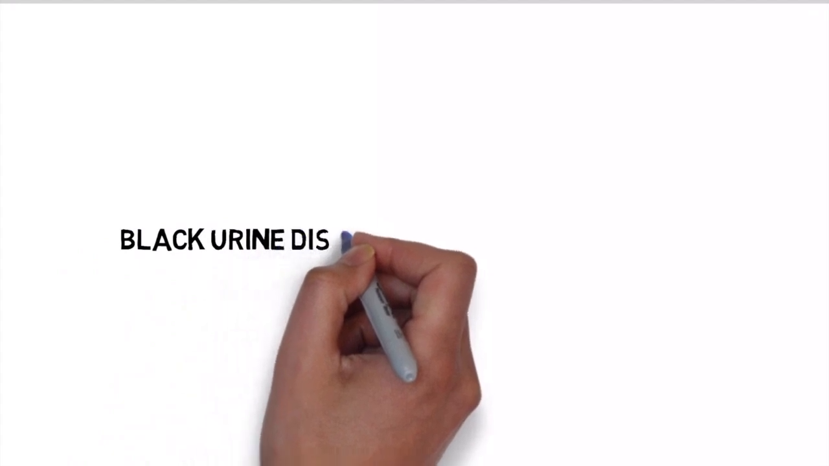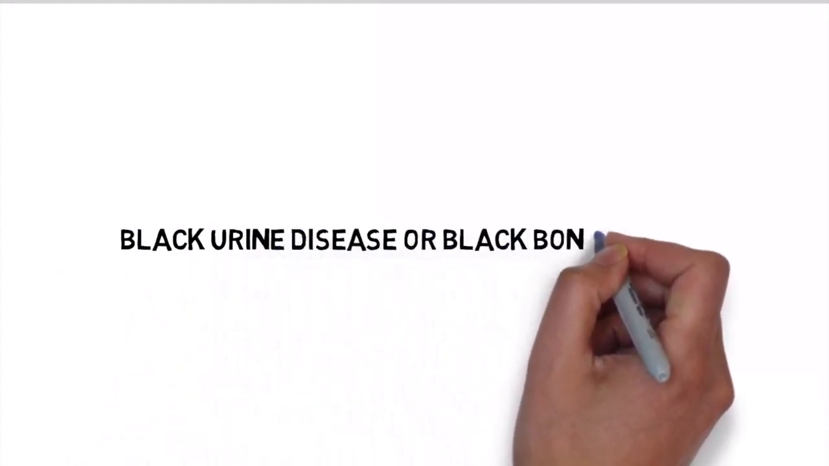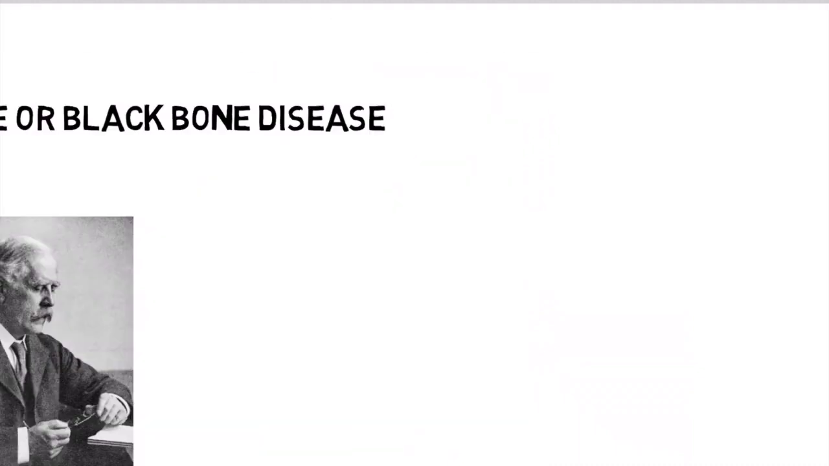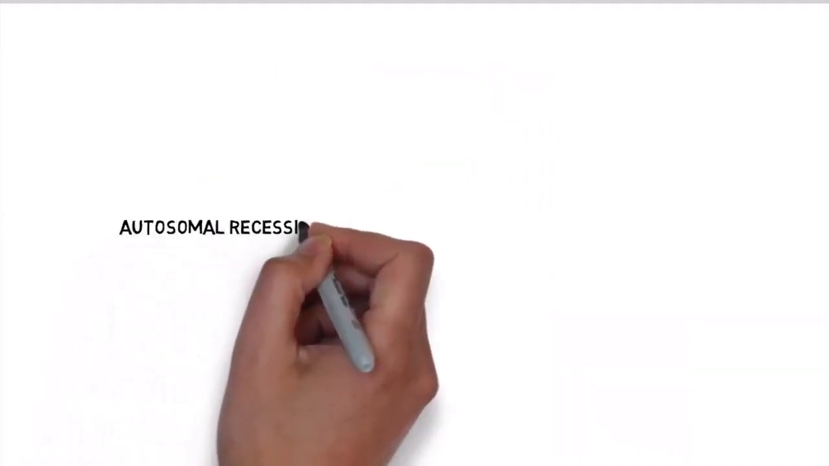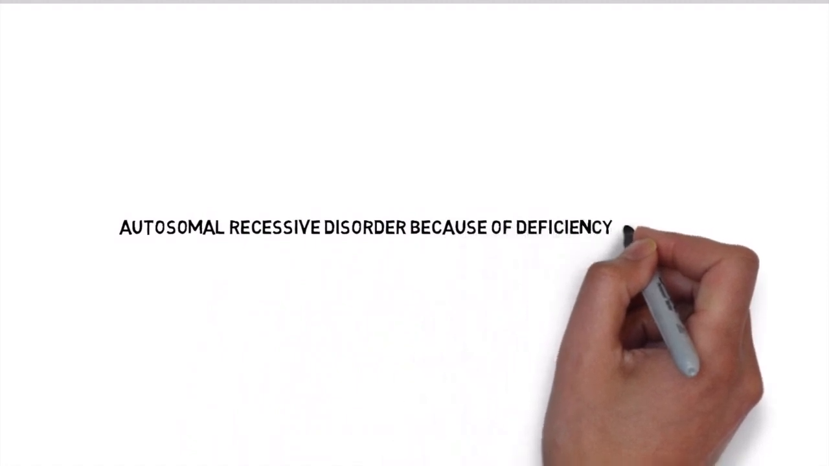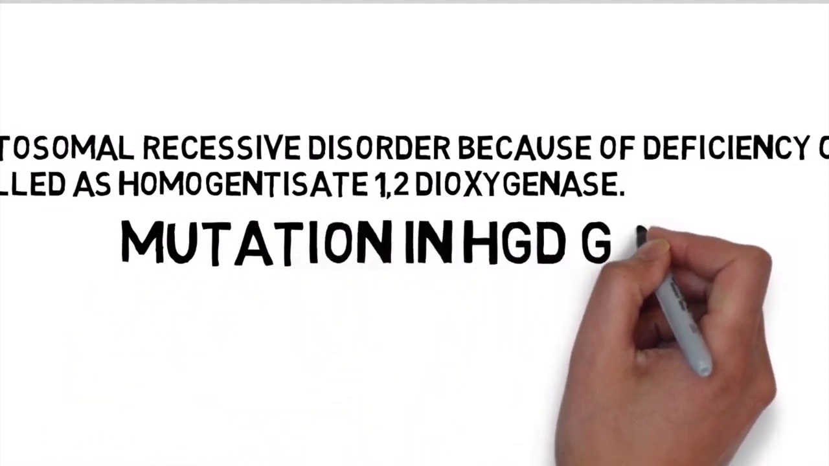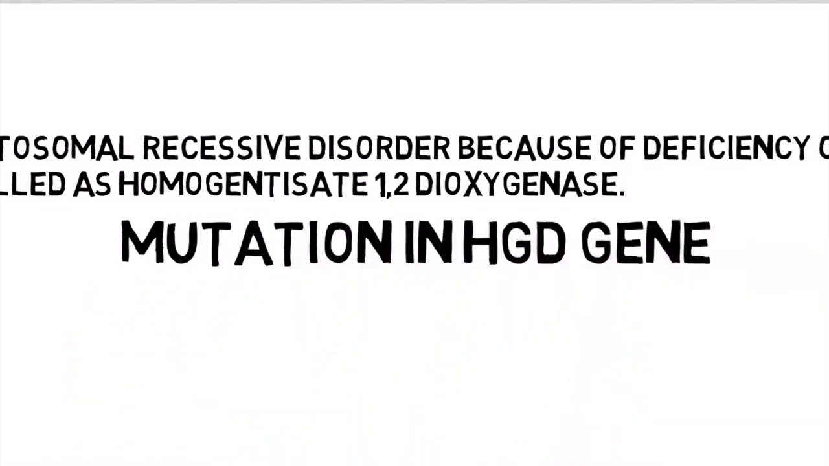Alkaptonuria, also called black urine disease or black bone disease, is one of the four disorders originally defined as inborn errors of metabolism by Archibald Garrod. Alkaptonuria is an autosomal recessive disease because of deficiency of an enzyme called homogentisic acid dioxygenase. This deficiency is caused by mutation in a gene called HGD, homogentisic acid dioxygenase.